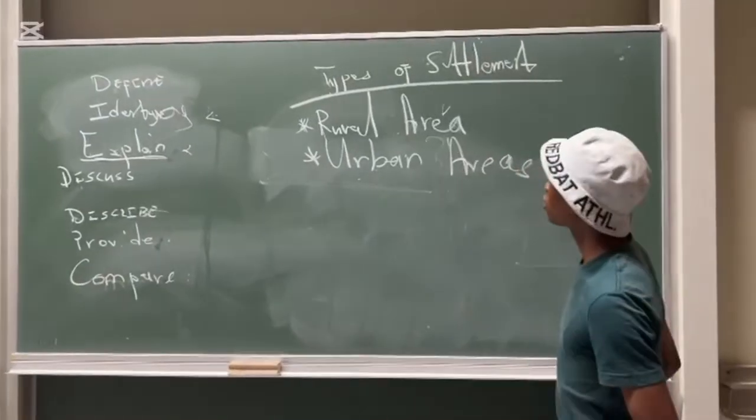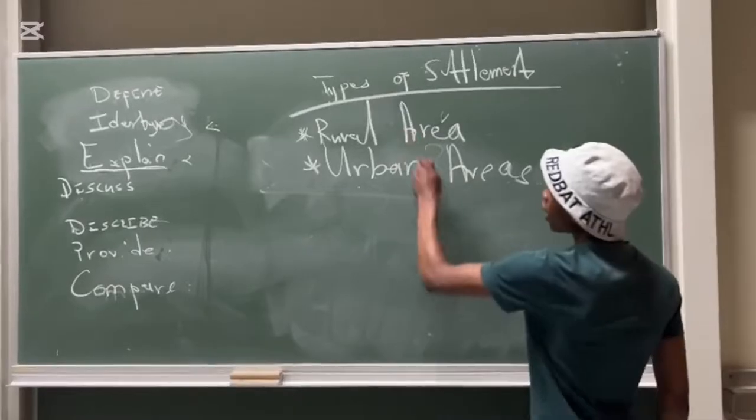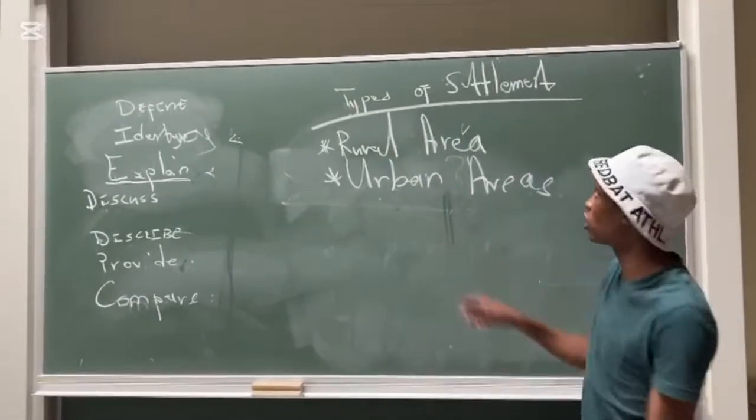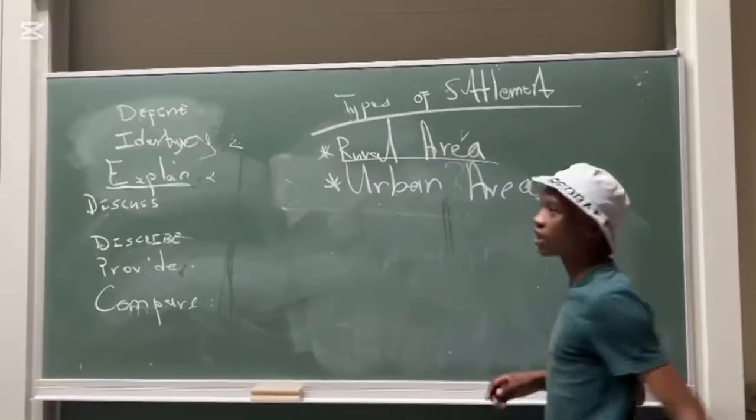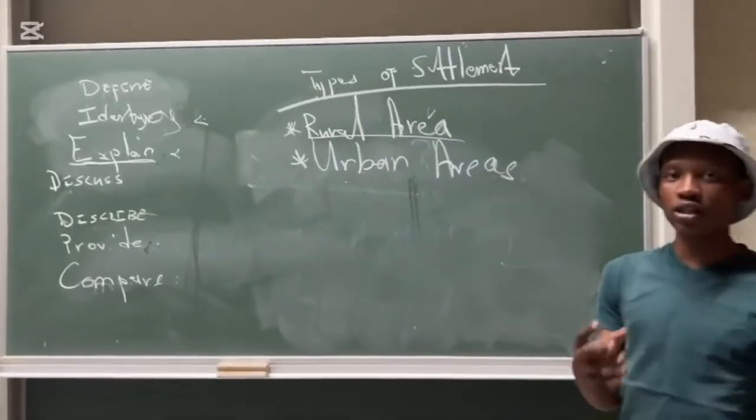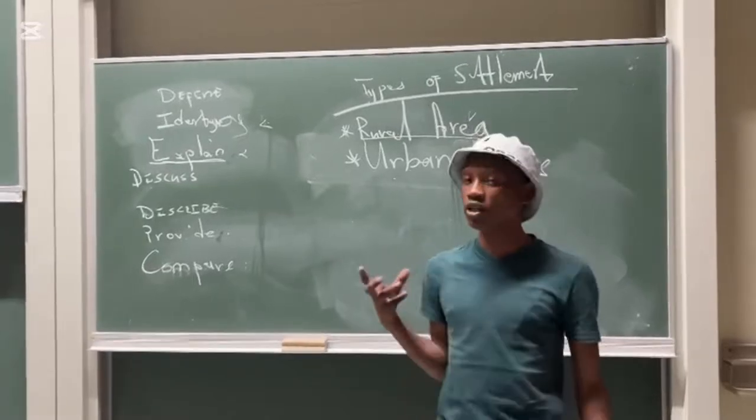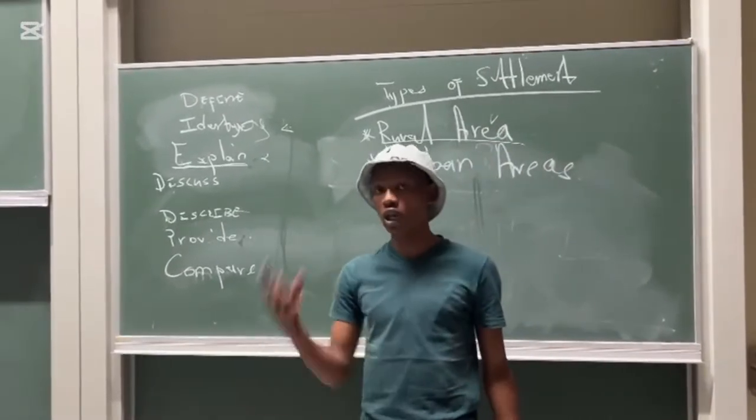Okay guys, since we have already stated these two types of settlement, which are rural and urban. Firstly, what is a rural settlement? A rural settlement is a place that is in the countryside. This means that this place is outside the city or towns.